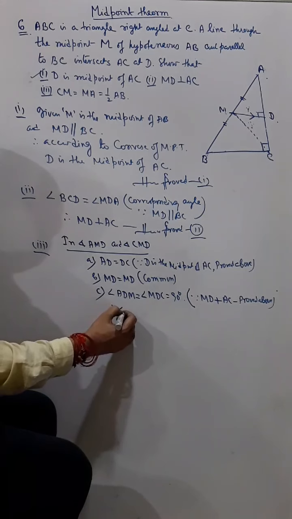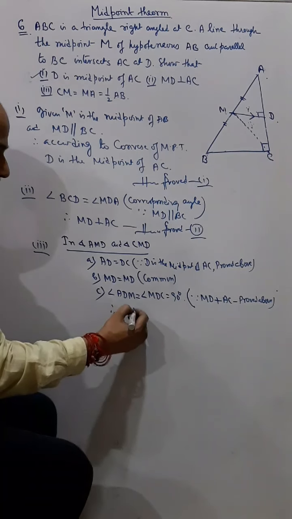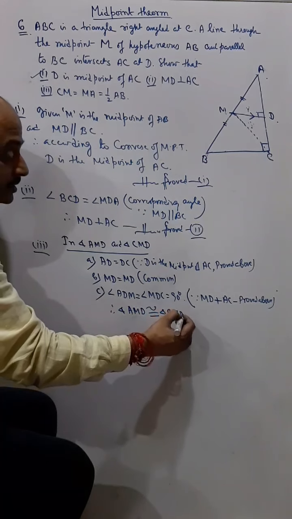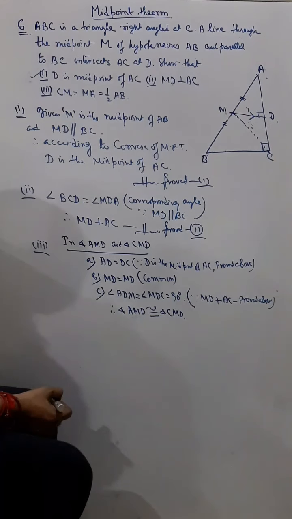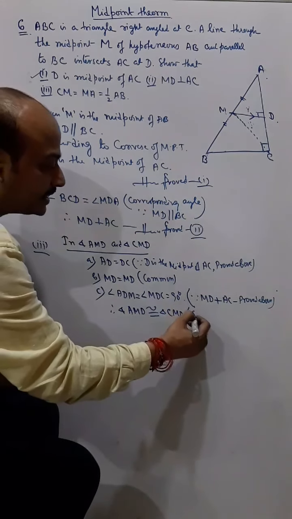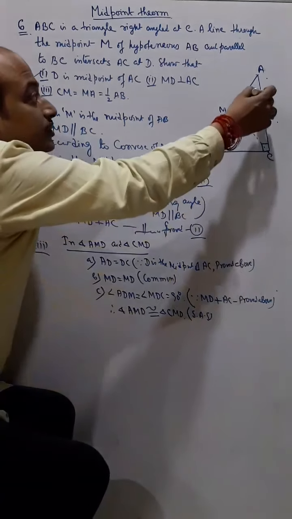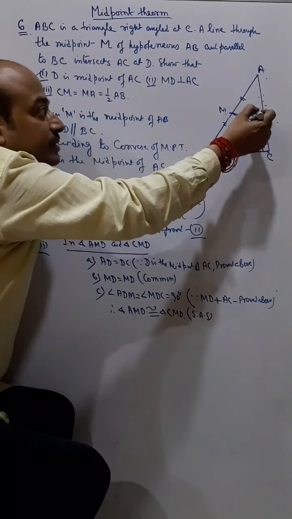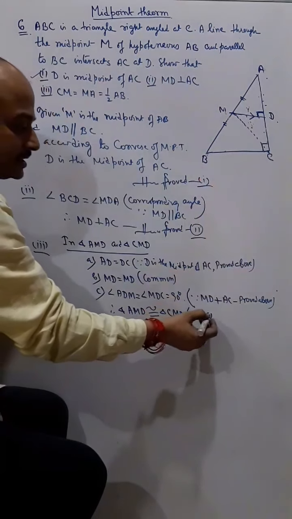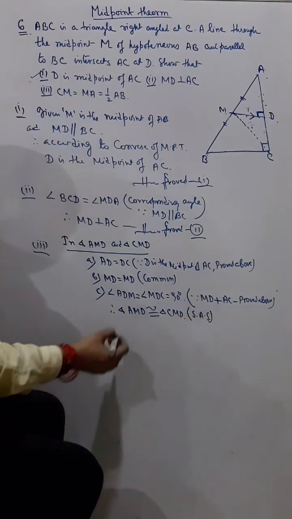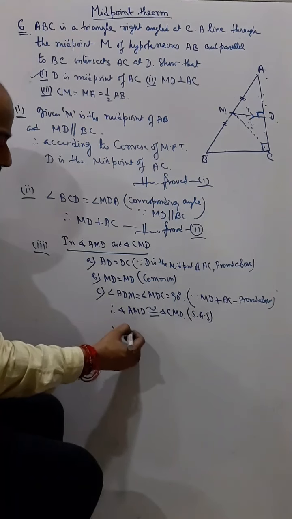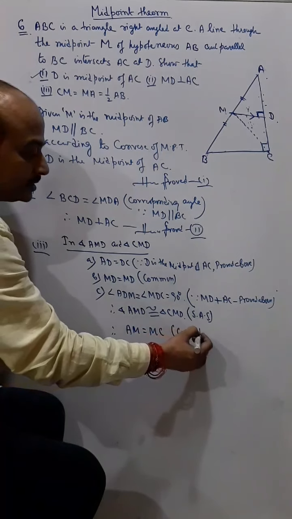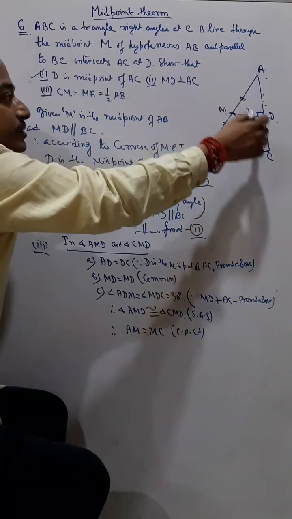And therefore we can say that triangle AMD is congruent to triangle CMD. So we can say this is in fact side angle side. These two sides, this side equal to this side and this side, and the angle between them is this 90 and 90. So I can say it is SAS criteria, and therefore finally we can say that AM is equal to MC, that is CPCT. So therefore I can say AM equals MC.